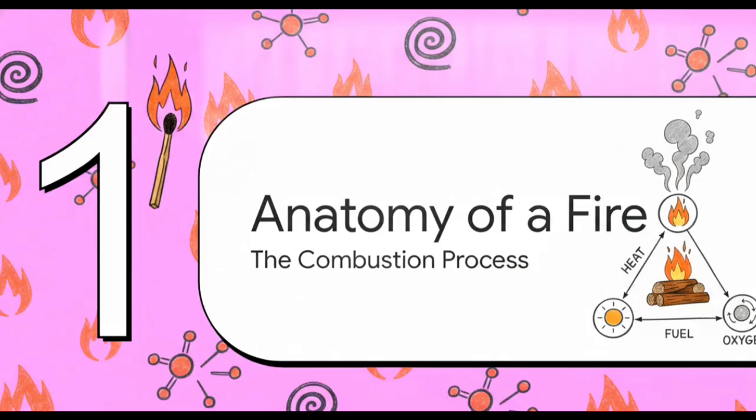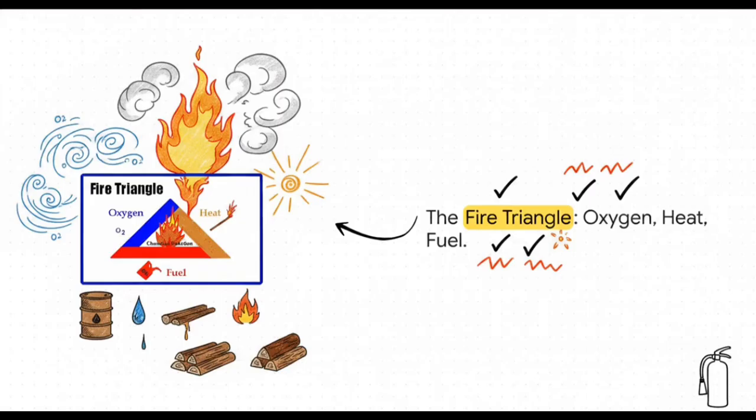Section 1. Anatomy of a fire. Let's look at the combustion process. So at its absolute chemical core, fire operates on a really strict, unforgiving rule of 3. We call this the fire triangle. To start and actually sustain combustion, you need exactly 3 components.